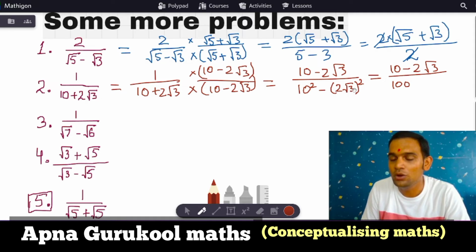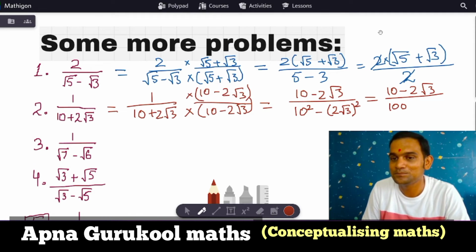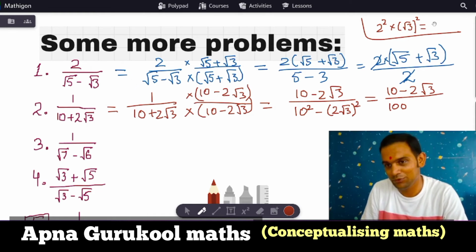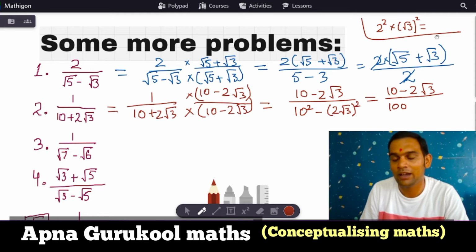Now this 2 under root 3 square can be written as 2 square multiplied by square root 3 square. Does that make sense? This is using, over here we have a times b to the whole power m, so we can write it as a to the power m times b to the power m. So that is the property we have been talking about.